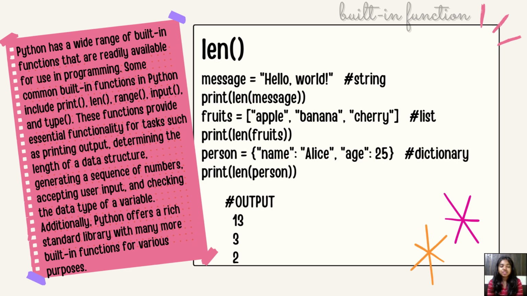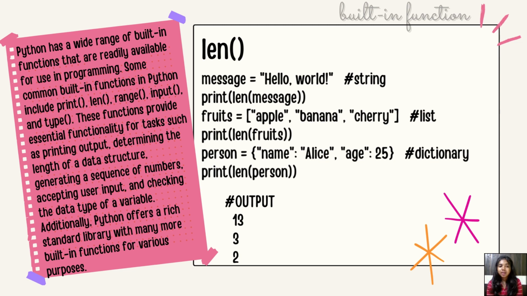The len function. In Python, to get the length of an object, the len function is used. It works on strings, lists, tuples, dictionaries, sets, and other data types. In this code, the variable message stores string data type. The variable fruits stores list data type, and the variable person stores dictionary as the data type.